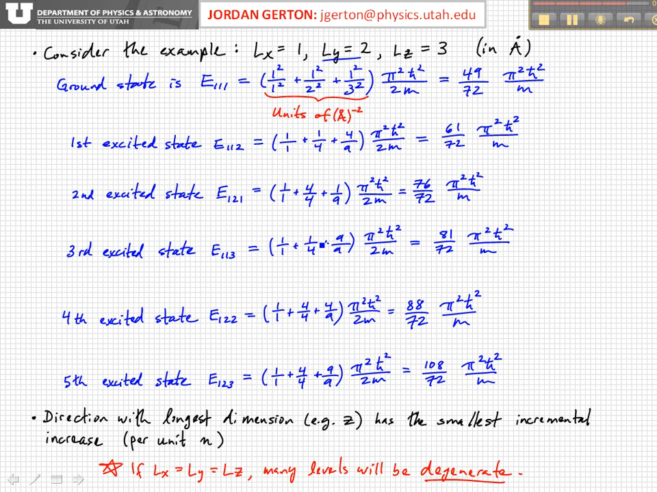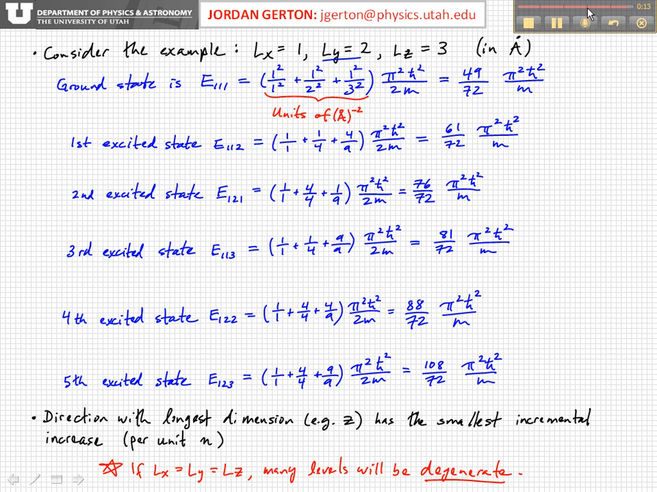If we increase the quantum number in the z direction by another one, up to 3, and we decrease the quantum number in the y direction back down to 1, then we get 81 over 72. So here are the first few energy levels, if I did the math right: 49 over 72, 61 over 72, 76 over 72, 81 over 72, 88 over 72, and 108 over 72. Of course, I can simplify these further, but I left them this way just so that it's obvious that they increase in energy.